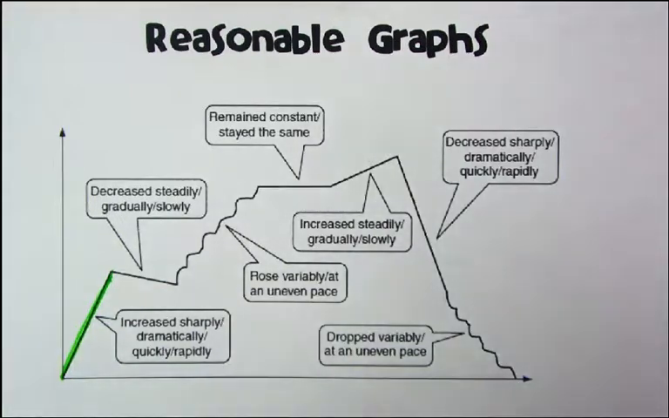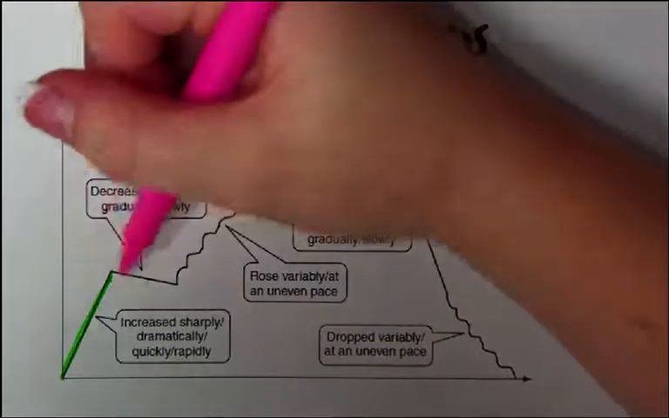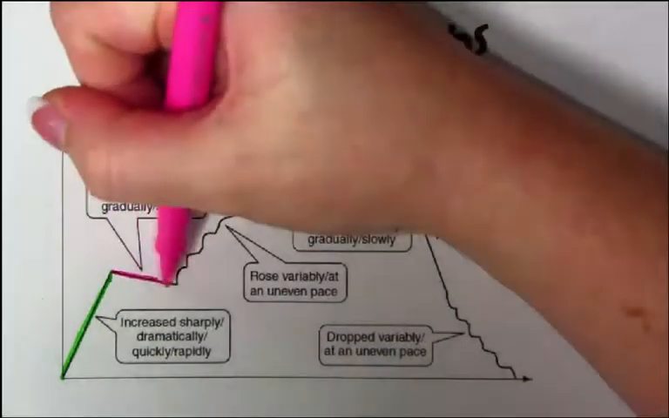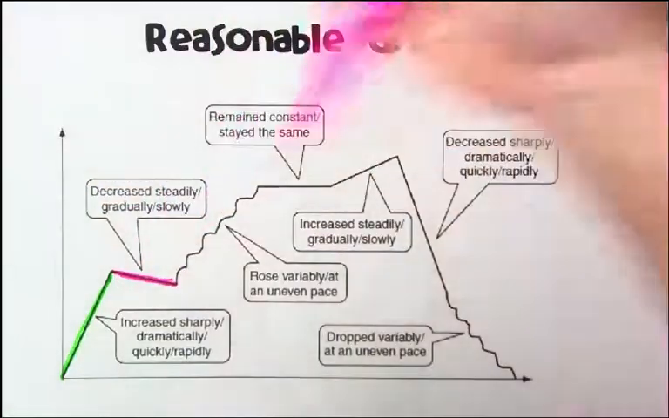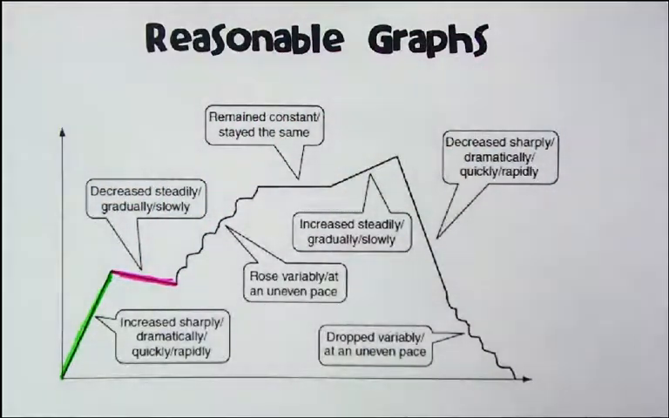Now if we look at the next part, we have a flatter line and it is decreasing. So that means that we are decreasing slowly at a steady rate, or we are decreasing gradually. So this might be that you are walking towards somebody at a very, very slow rate.